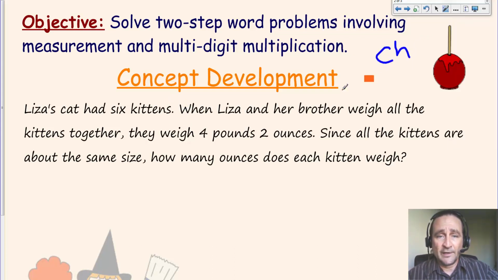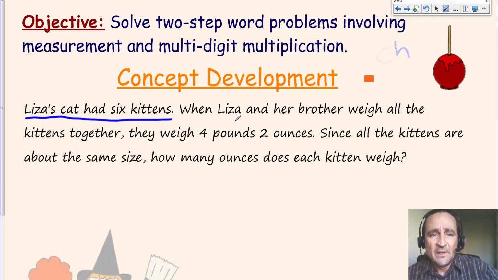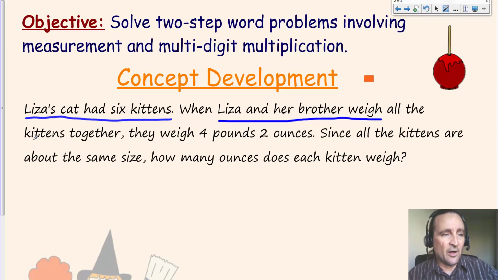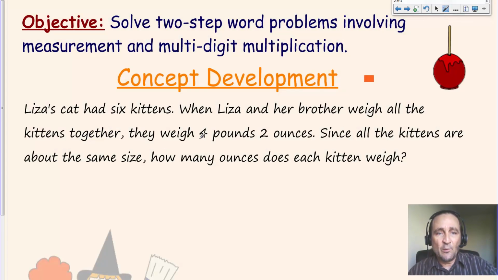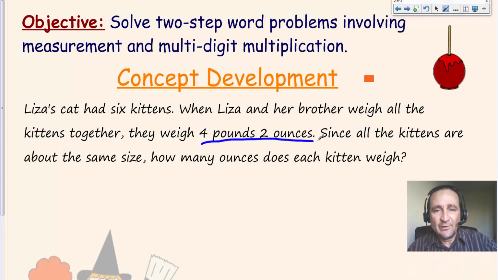Anyway, it says here that Lisa's cat had 6 kittens. Woohoo! All right. Now, it's really important. Lisa and her brother weigh all the kittens together. That seems important. I'm going to circle that. There we go. And it says they weigh 4 pounds 2 ounces.